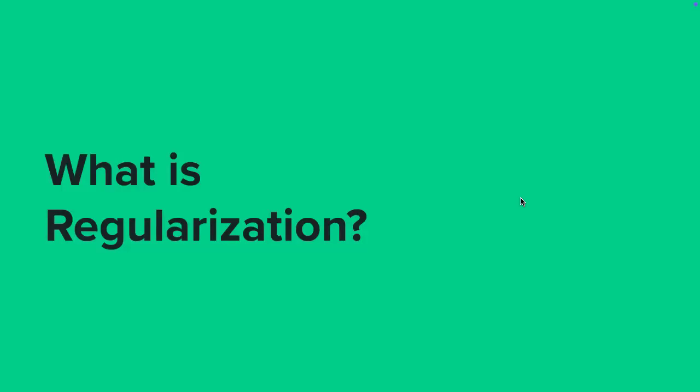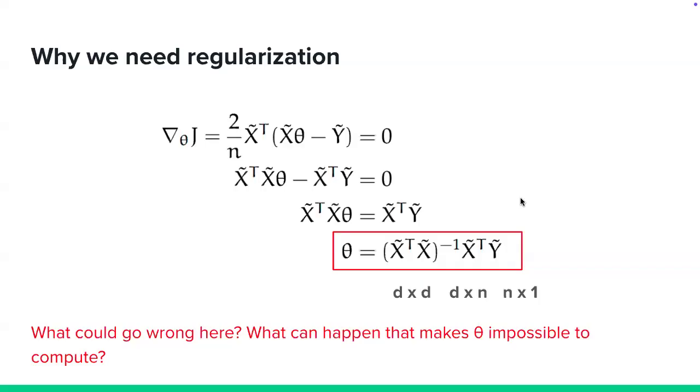So now I'm going to go on to another topic, which is called regularization. So let's look back at the solution that we found using linear regression. This is called the full matrix solution. It's called a complete solution.